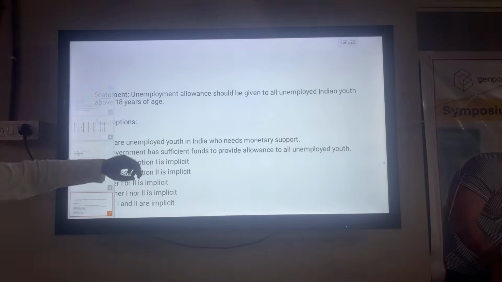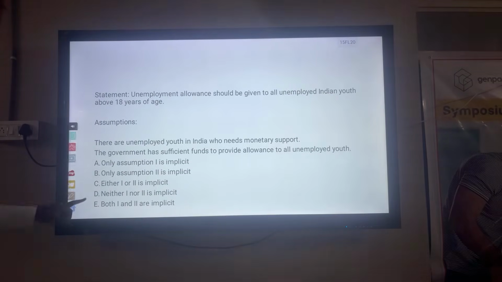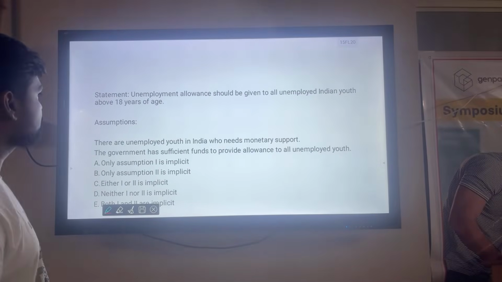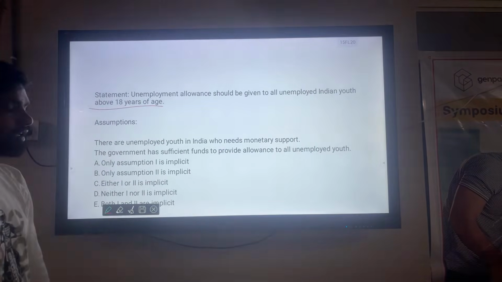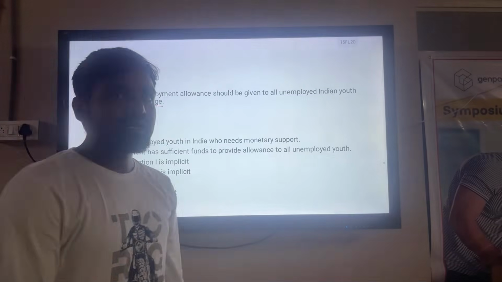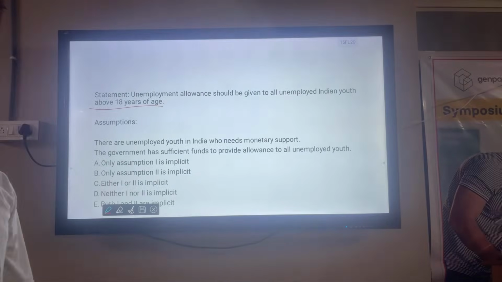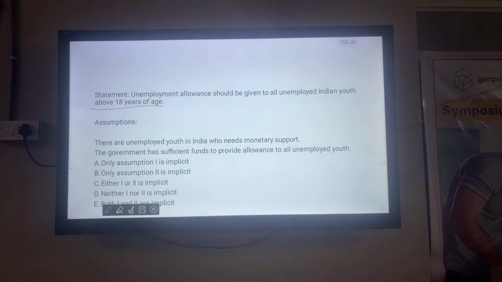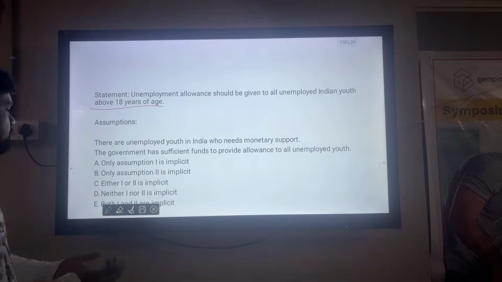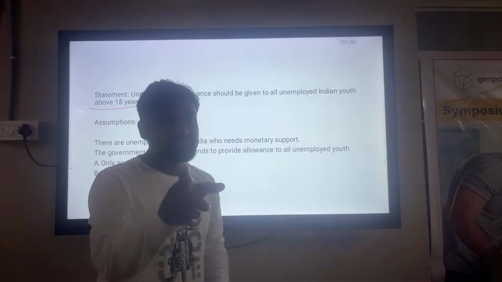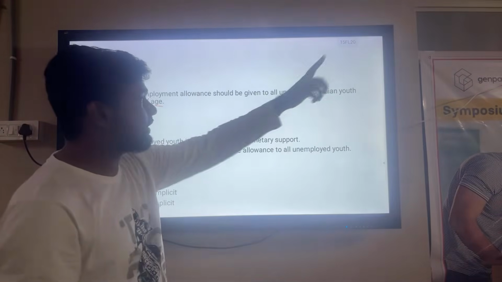Answer for this one. It is from statement and assumptions. What is the statement? Unemployment allowance should be given to all unemployed Indian youth above 18 years. For the students above 18 years, they should give an allowance, unemployment allowance. That is the statement. And what is the assumption? There are unemployed youth in India who need monetary support. Yes, for that purpose only they should give the allowance.